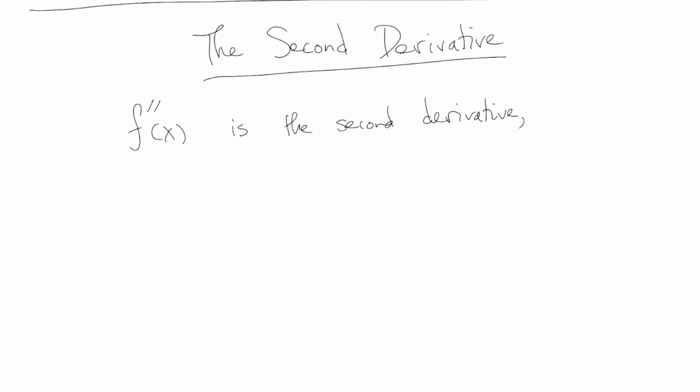And what does it mean? This will sound kind of stupid, but it is actually useful for a lot of things. It's the derivative of f prime. So the second derivative, I'll say it this way, to find f double prime, you take the derivative and then you take the derivative again. That's what the second derivative means.